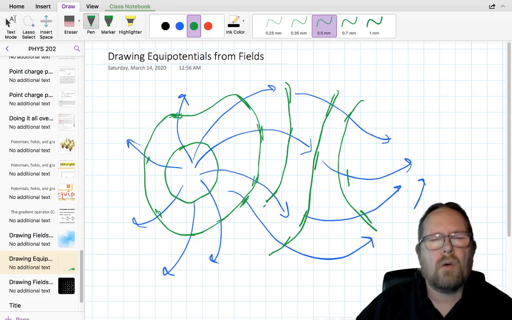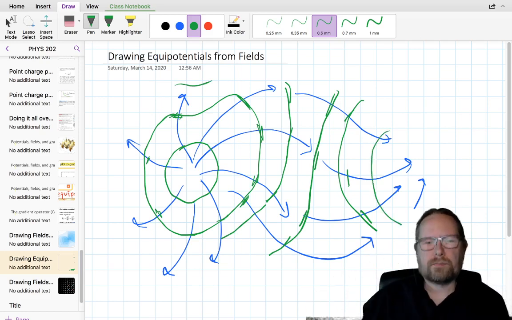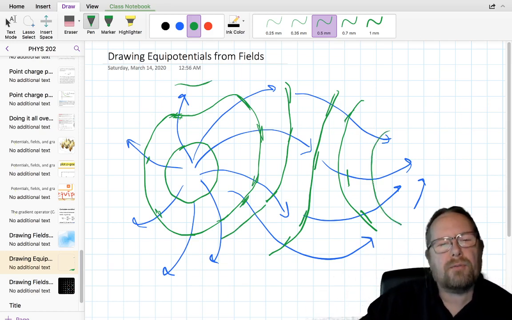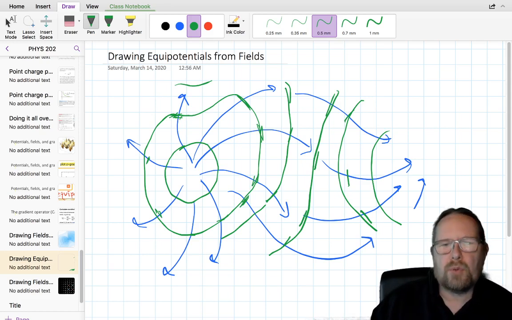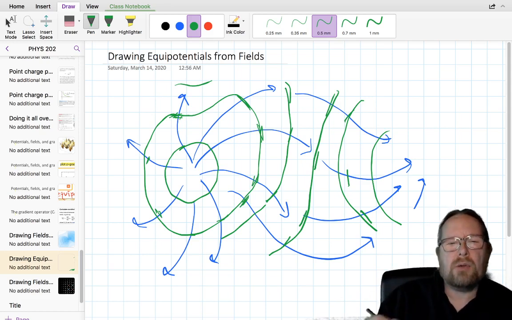So once you play with the idea of equipotentials for a while, you should be able to develop a feel for this relationship between the field lines and the equipotential surfaces that correspond to those field lines.